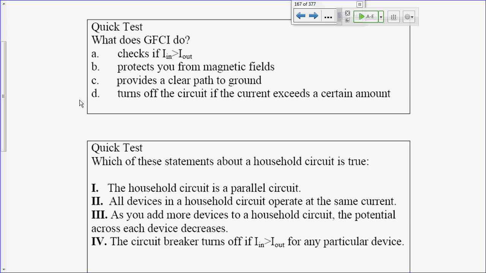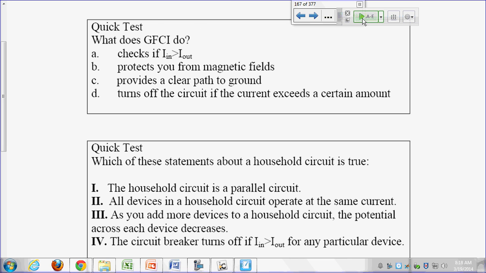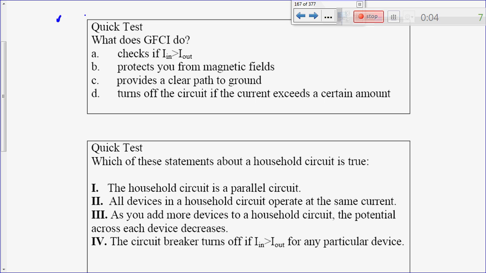Let's try these last two questions. I want to show you this thing and then we'll be done. All right, so what does GFCI do? We're looking at this top question here. I remember GFCI is very similar to a circuit breaker, but they do different things and they operate in different ways. All right, I'll stop at 25.